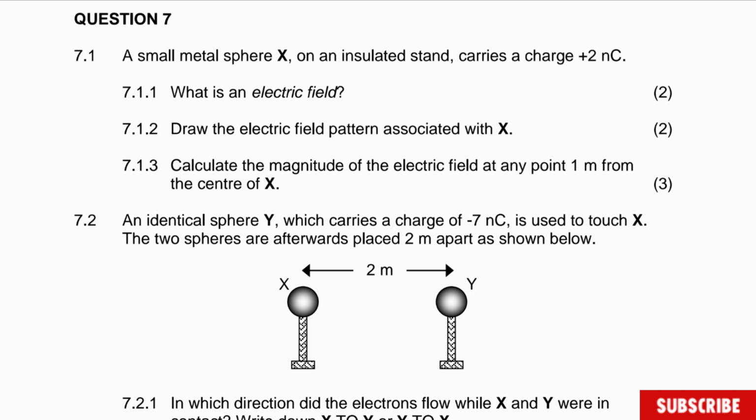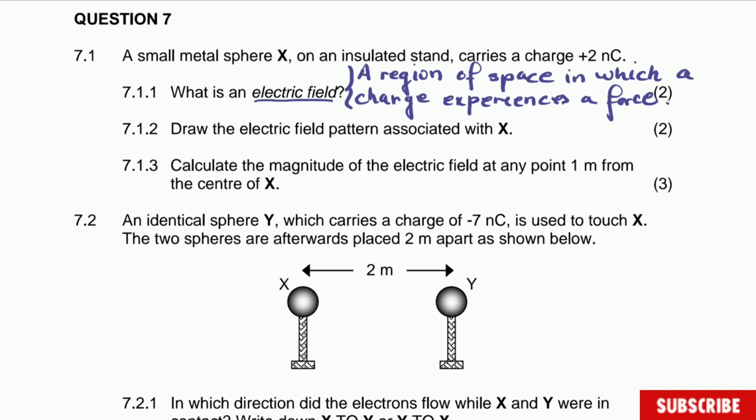Now, question 7 says: a small metal sphere X, on an isolated stand, carrying a charge of positive 2 nanocoulombs. What is an electric field? Electric field is a region in space in which a charge experiences a force. Very easy, guys. Let's go to question 7.1.2.